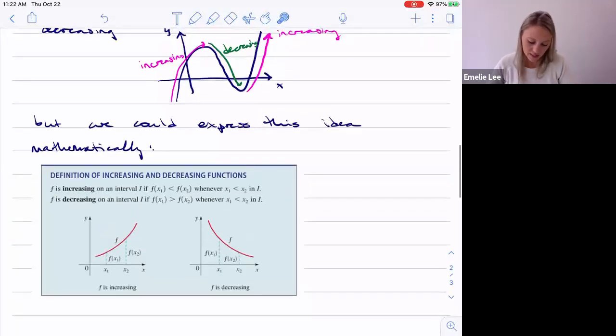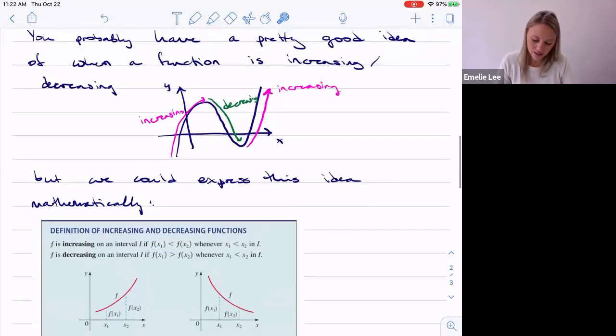Where increasing and decreasing lead us, we didn't talk about it here, but if we're increasing and then all of a sudden we switch to a decreasing part, then what happened here must be a maximum. And same thing here, if we're switching from decreasing to increasing, at that point, we must have a minimum, right? And so we use this to figure out where we have maximums and minimums.